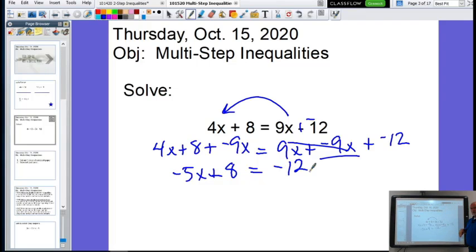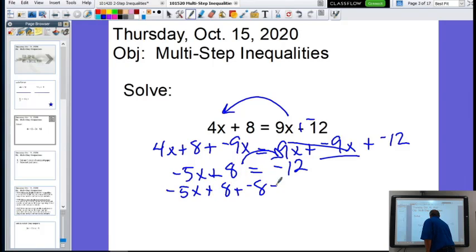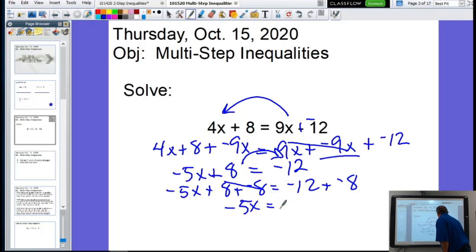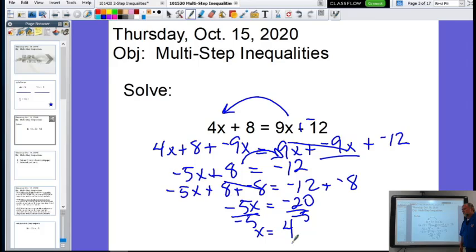Now we're down to just a two-step equation. So now I get the 8 over to that side. So negative 5x plus 8 plus negative 8 equals negative 12 plus negative 8. My 8's go away. I'm left with negative 5x equals, and then negative 12 and negative 8 make negative 20. Now I don't want to have negative 5x's. I want 1x, so I divide by negative 5, and I end up with x equaling, and negative 20 divided by negative 5 is 4. And that's how we solved a multi-step equation.